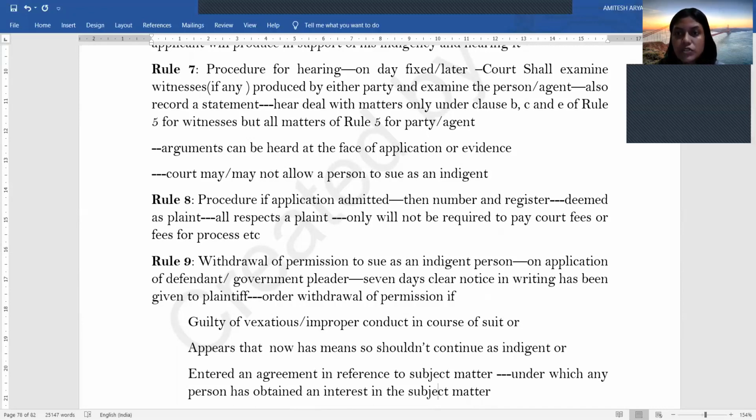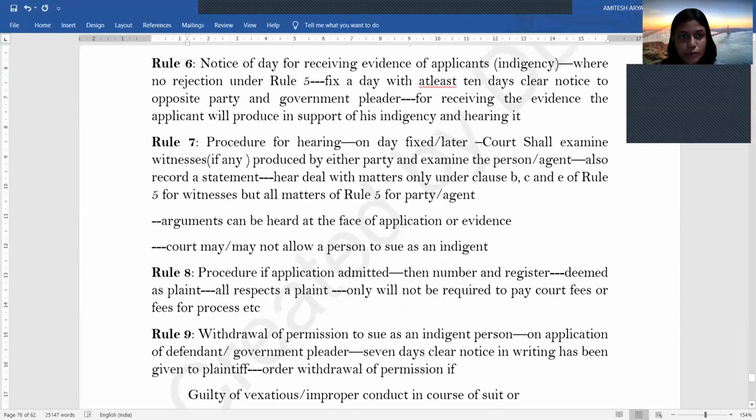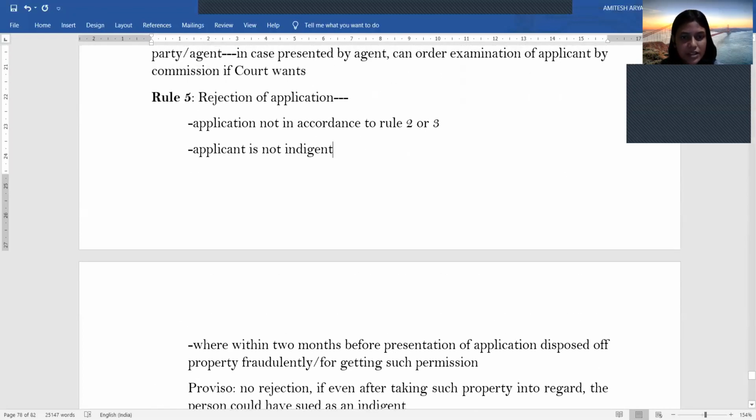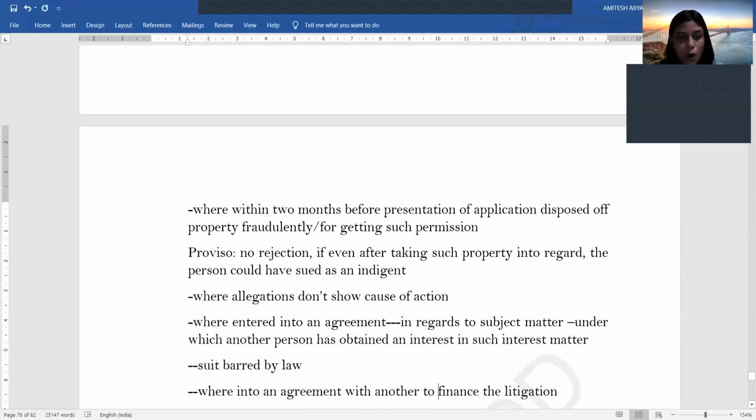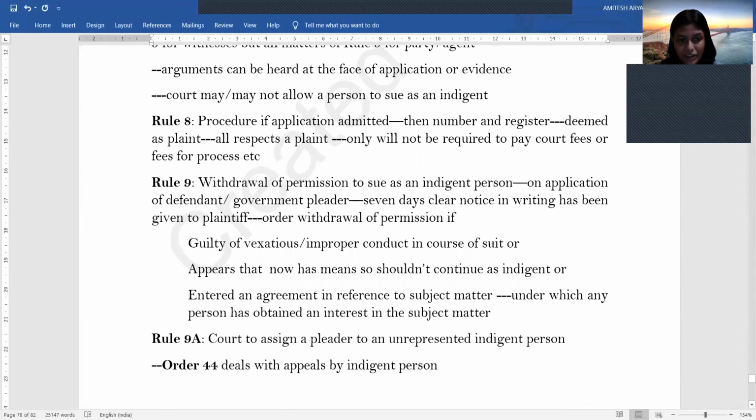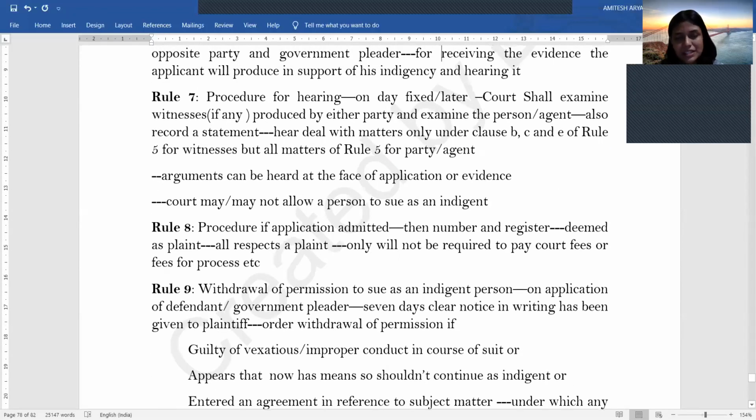The person himself or his agent will be examined, or a statement will also be recorded. Here, however, you will see that under rule 7, clauses B, C, and E of rule 5 only. If witnesses are examined, they will be examined on the points of B, C, and E of rule 5. That would be whether he is indigent or not, whether 2 months prior he had disposed of property or not, or whether the allegations have no cause of action. And if it is a party, then you can examine on all matters under rule 5.